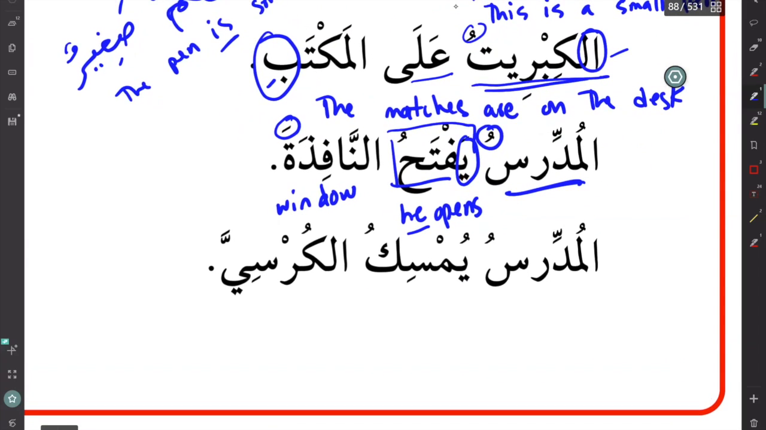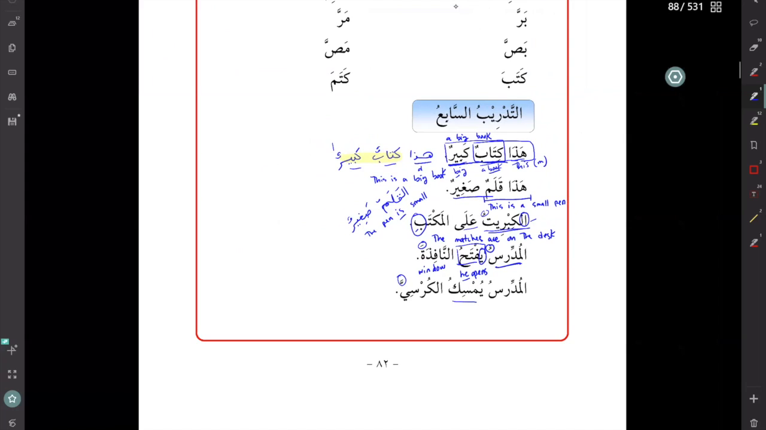Al mudarrisu yumsiku. The teacher, yumsik is what? He is holding al kursiya. Here we have fatha because that's the object. So the teacher is holding the chair. Okay, the teacher is holding the chair.